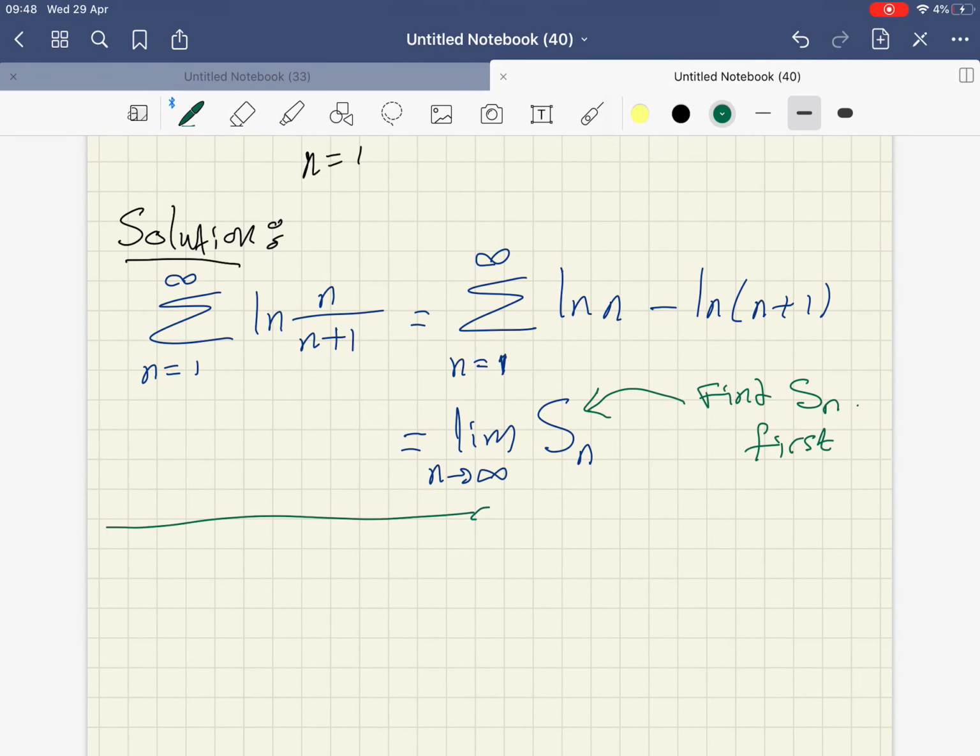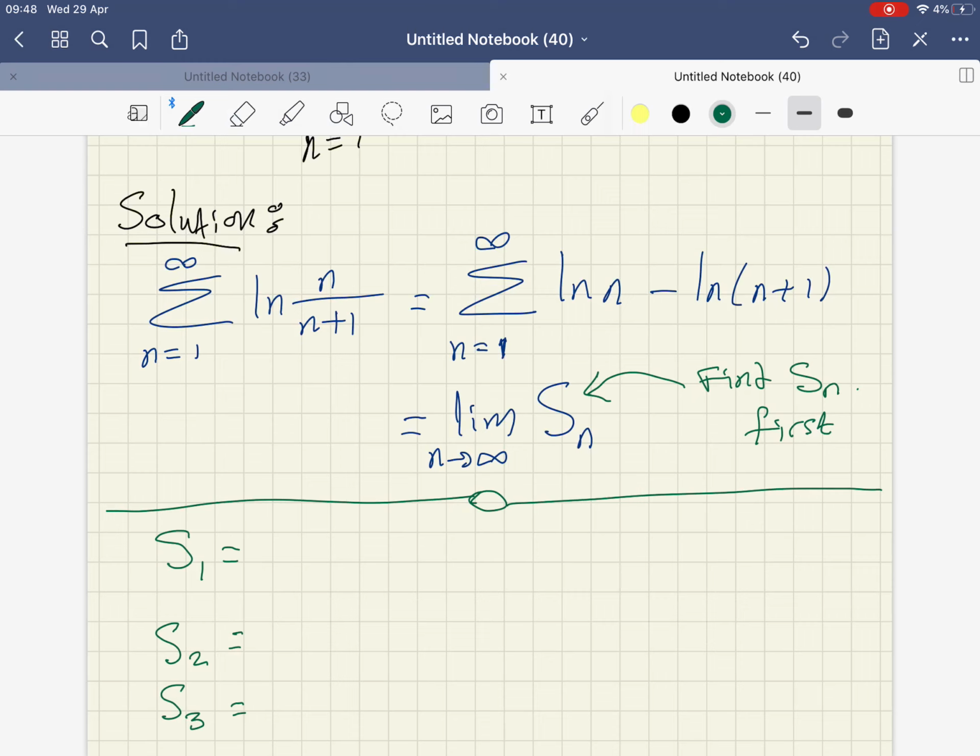So let me try to find Sn. But before I find Sn, let me find S1, S2, S3, and let's see the pattern. Maybe I'll find S4 also, and then maybe we can see what happens. S1 is just A1, which is substituting 1 into your An. This will be negative ln 2.